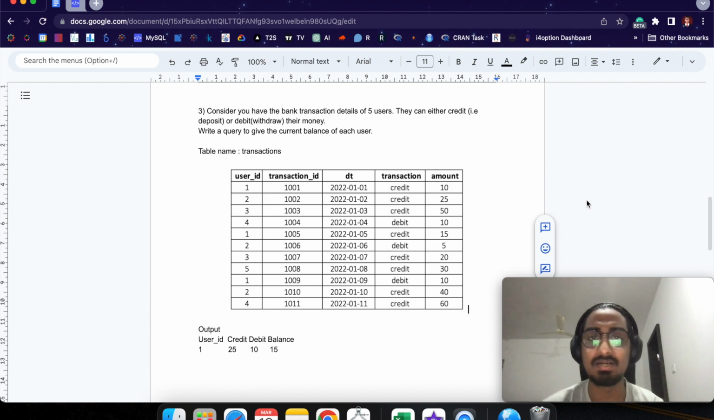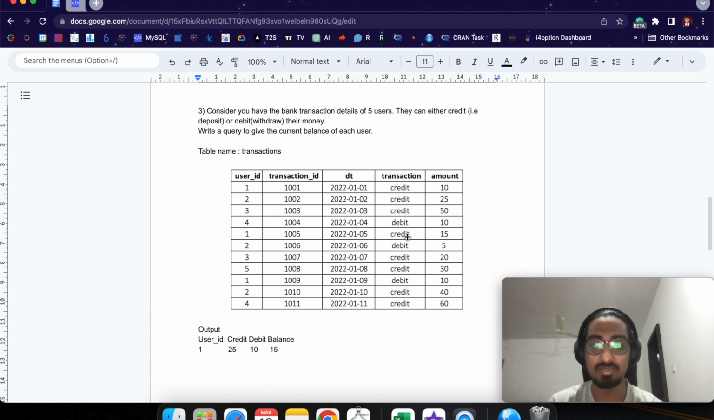Consider you have the bank transaction details of 5 users. They can either credit money, that is deposit, or debit money, that is withdraw. Write a query to give the current balance of each user. We have a table named transactions, and we have 5 columns: user ID, transaction ID, date, transaction, and amount. The transaction column has either credit or debit as the values, and the output expected here would be the user ID, the total credit of the user, total debit of the user, and the net balance.